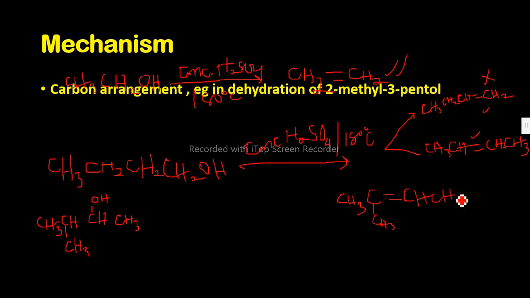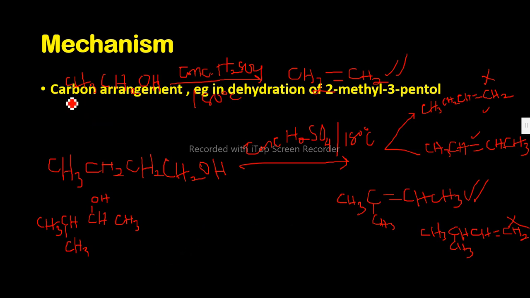So this is what we shall form, not CH3, CH and CH3, not this, and then CH double bond CH2. We should note this, but rather this is the one that will be formed as a major product. So now, why? The concept is simple.